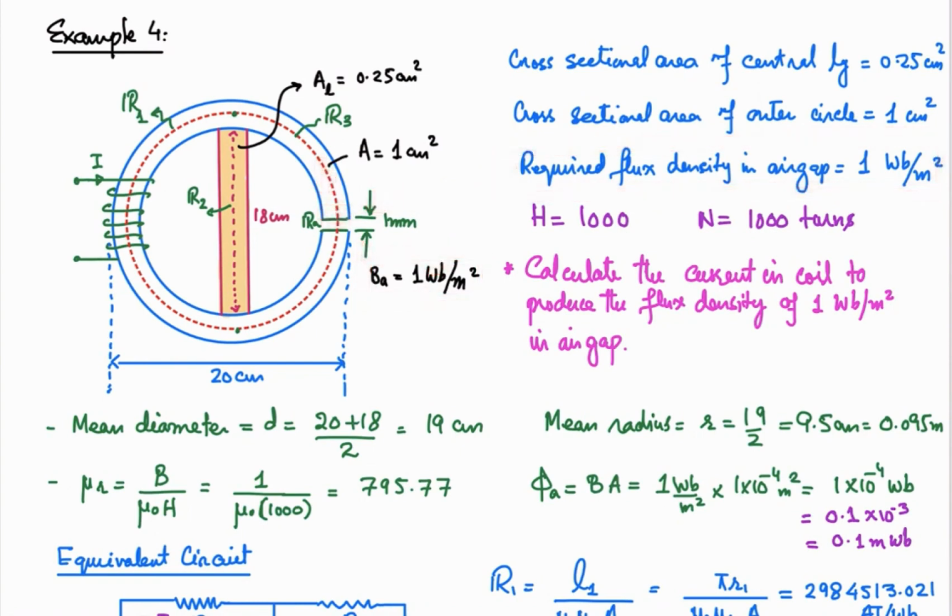And the number of turns which are given to us are 1000, in this case 1000 turns. Okay, and calculate the current in the coil. What should be the current to produce the flux density of 1 Weber per meter square in this air gap? So first of all, let's look at the reluctances. Okay, and we need relative permeability. That is not given. Instead of that, we are given the H.